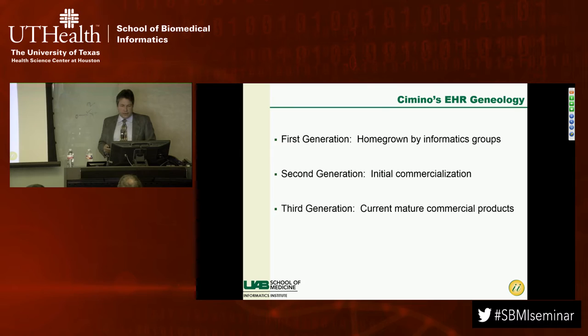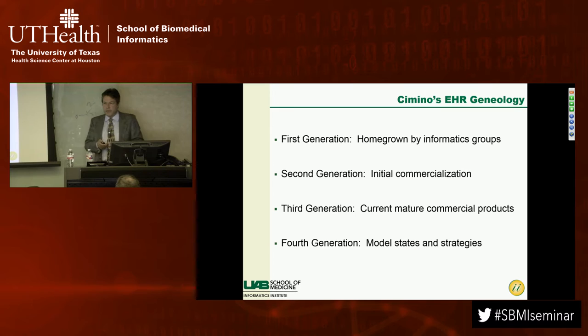So the current generation is these mature commercial products that do a lot more than just be a diary for the patient. They're doing billing, and compliance, and a lot of other stuff. But in terms of the patient care process and the representation of patient information, it's really kind of the same thing we were doing 30, 40 years before. That's where we're at today, the third generation. So the fourth generation is the next one. What's coming next? My hypothesis is that if we're going to improve healthcare with electronic health records, the next generation has to do two things. It has to model the state of the patient, and it has to model the strategies of the healthcare process. I'll talk about how we do that.